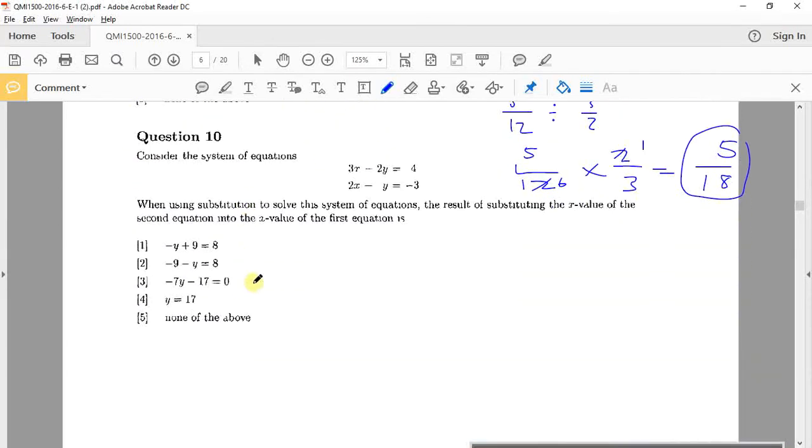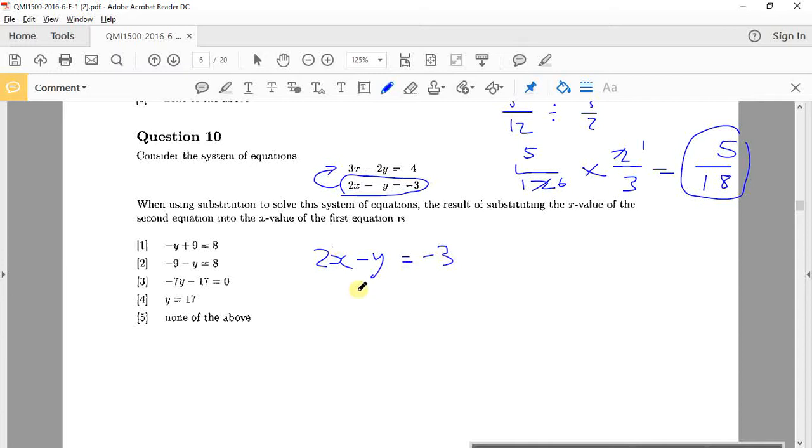Okay, question 10. Consider the system of inequalities. When using substitution to solve the system of inequalities, the result of substituting the x of the second equation into the x value of the first. Okay, so here, x value of the second into the first. That's what they said. Okay, so 2x minus y minus 3.